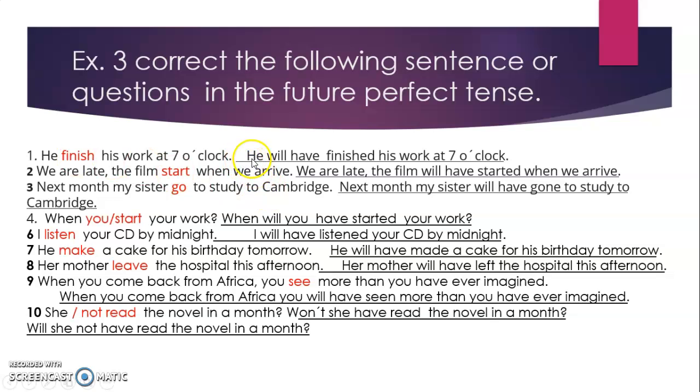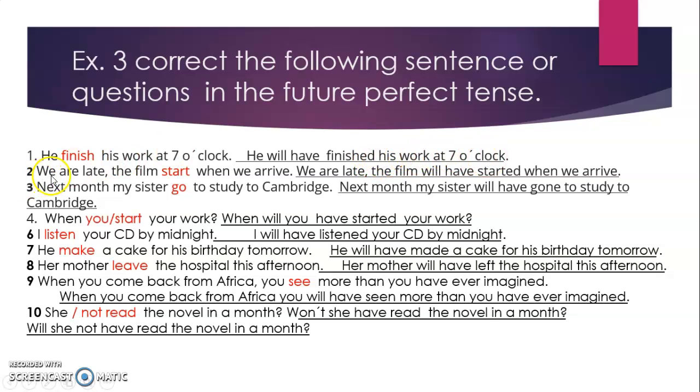In this case, finished is incorrect. If that sentence were in the simple present, it would be wrong because you need to add an S here. But in this exercise, we are talking about the future perfect tense. So here, you are going to write the subject, he, then the auxiliary will, have, and this verb in the past participle form, that is finished with ed, and you continue writing the complement.